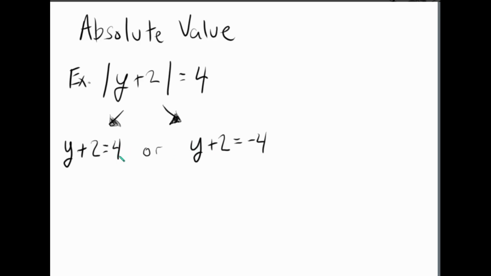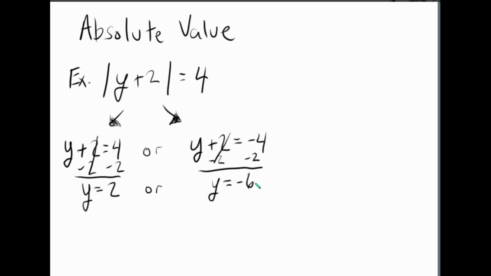So I'm going to solve each equation. Here I need to get rid of the plus 2, so I'm going to subtract 2 on each side. So y could equal positive 2. Or, now I'm going to solve my second equation. Again, I've got plus 2, so I'm going to subtract 2. Or y could equal negative 4 minus 2, which is negative 6. So these would be my two solutions to the absolute value equation.